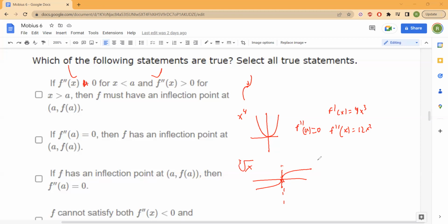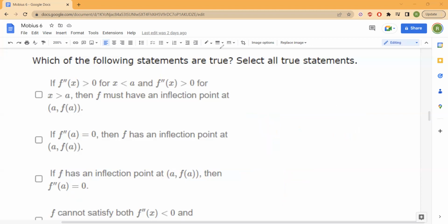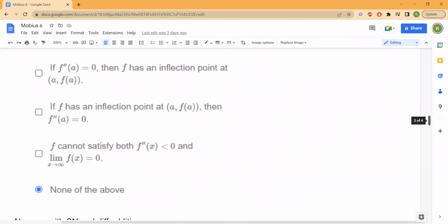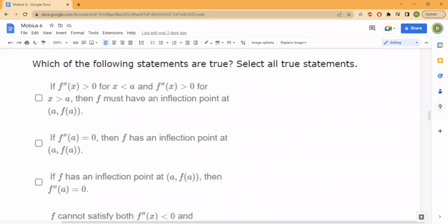So just remember that an inflection point can either be at a point where the second derivative does not exist or, as we see here, equals 0. Just like in the first derivative, you can have a maximum not only if you have a critical point. Anyway, a critical point is when something's equal to 0 or doesn't exist. That's what I was trying to say.